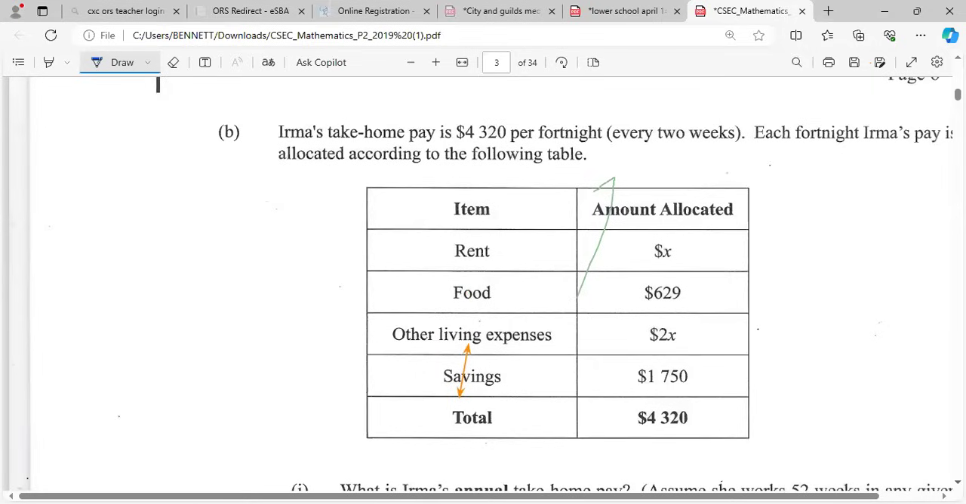take-home pay is 4,320 per fortnight, and they tell us it's every 2 weeks. Each fortnight, Irma's pay is allocated according to the following table. And they give you the item: rent, food, other expense, savings, and the total, and the amount allocated. So they give us some of them in basically expressions, x and 2x. And they give you the grand total there.